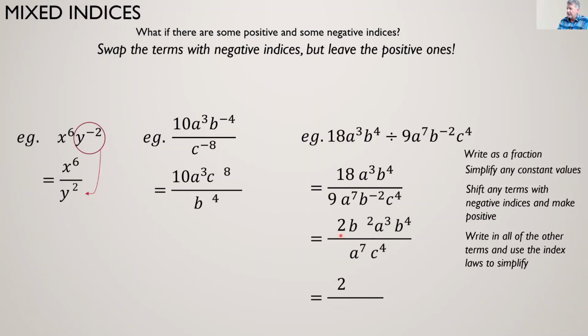How many A's have I got? I've got 3 A's on top. I've got 7 A's on the bottom, remembering our index laws. Where have I got more A's? I've got 4 more A's on the bottom, haven't I? So that's A to the 4 down the bottom.